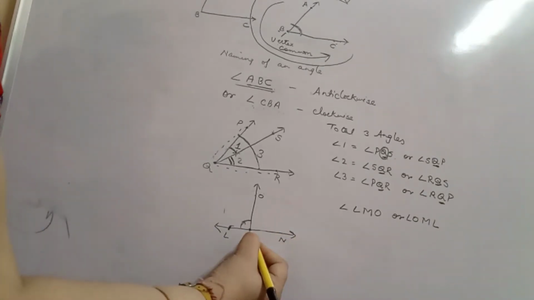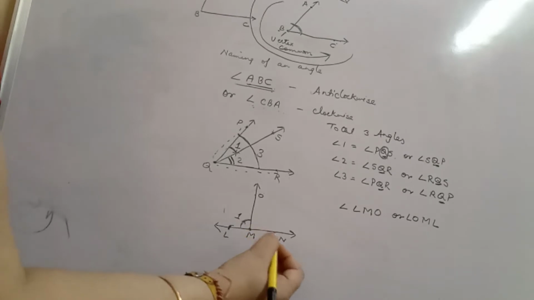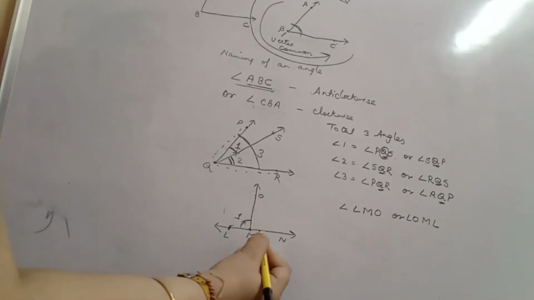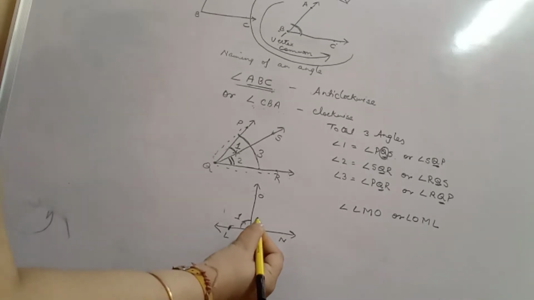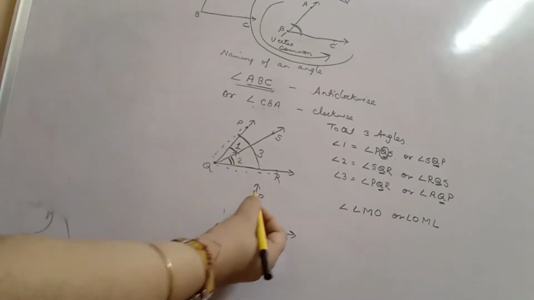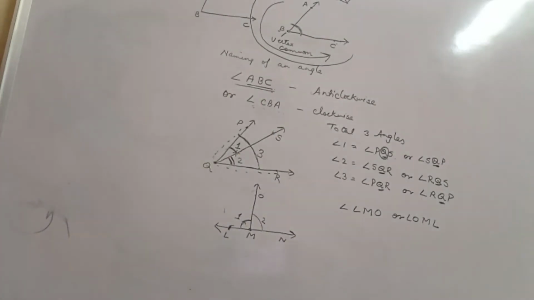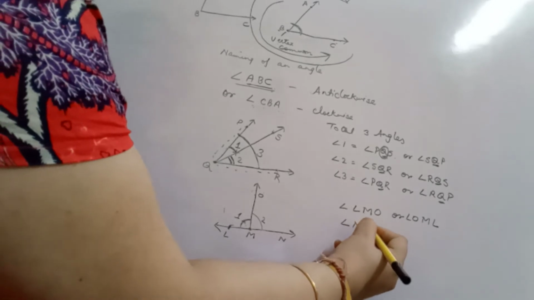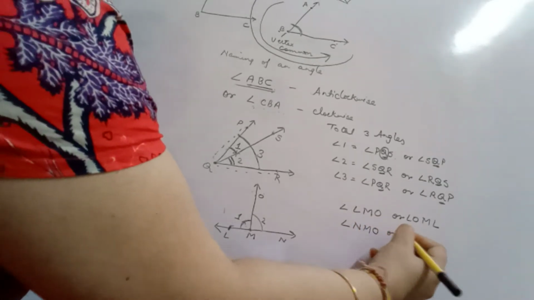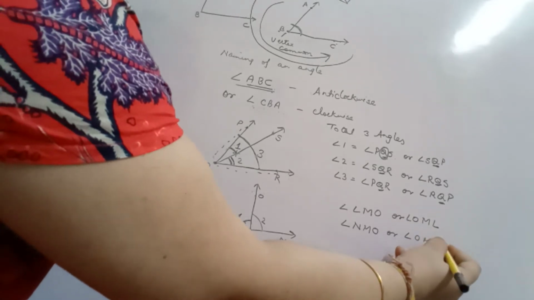Then here the second angle, this is angle 1, say. The second angle is starting from ray MN and going till ray OM. So this is my angle 2. So angle NMO or angle OMN.